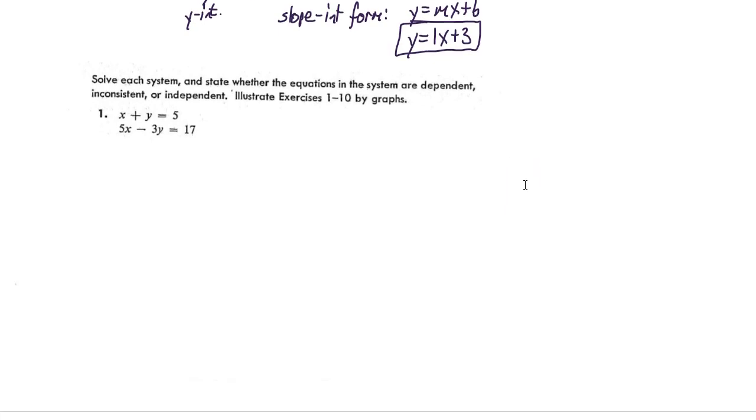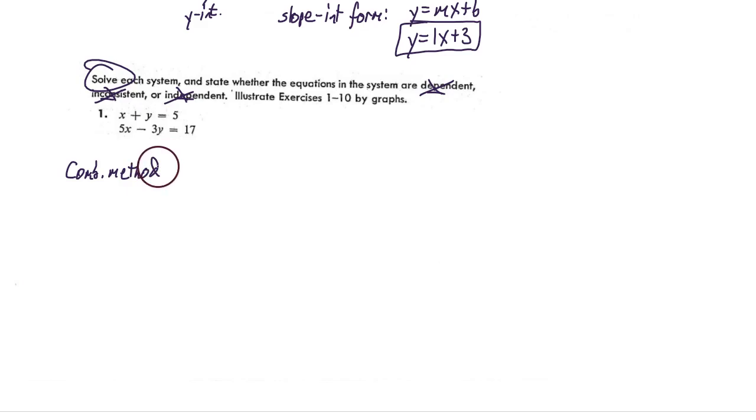Next, solve the system and say whether the equations are dependent, inconsistent, or independent. When we were studying this section, we didn't worry about these words so much, so you can ignore those terms here. What we're really asked is to solve the system. So we know that there are different ways to solve a system. There's substitution method and there's combination method. Either of them is fine. I'm going to choose combination method.